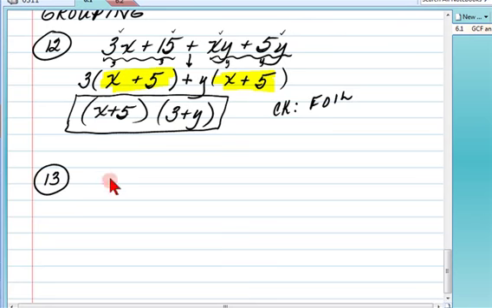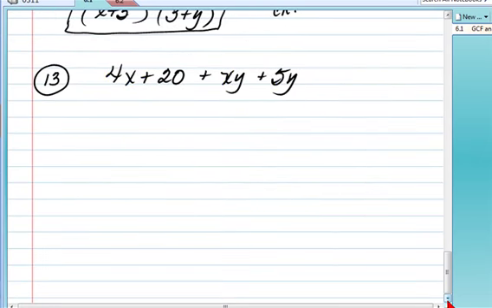Number 13. It's another problem to solve. The instructions will say factor by grouping. So I have 4x plus 20 plus xy plus 5y. How do I know I'm supposed to use grouping? Well, yeah, the instructions said it, but also it's because I have 4 terms.